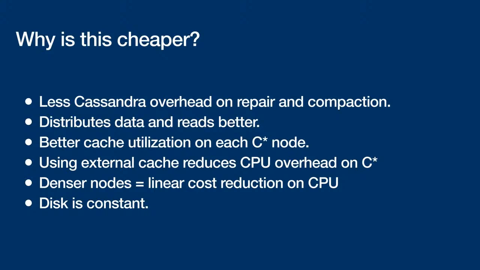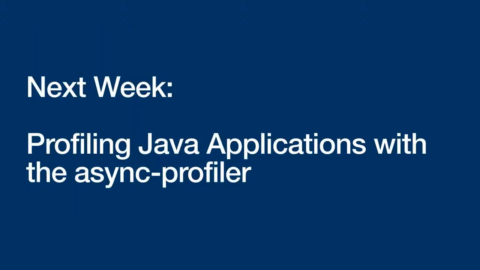So you end up being able to run potentially less data in Cassandra, but for the data that remains in Cassandra, now you have denser nodes, right? So you end up with massive cost savings. And at Netflix, we were able to save 90% by using these strategies. It is incredibly helpful.